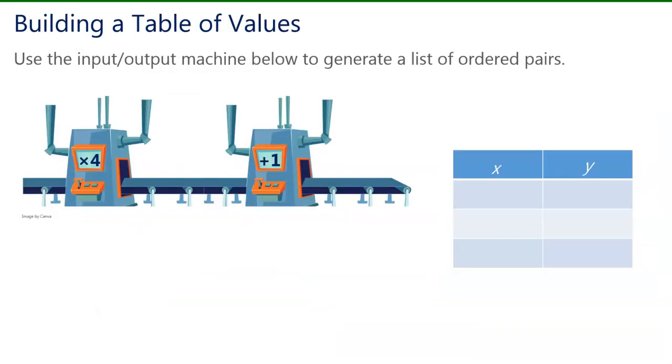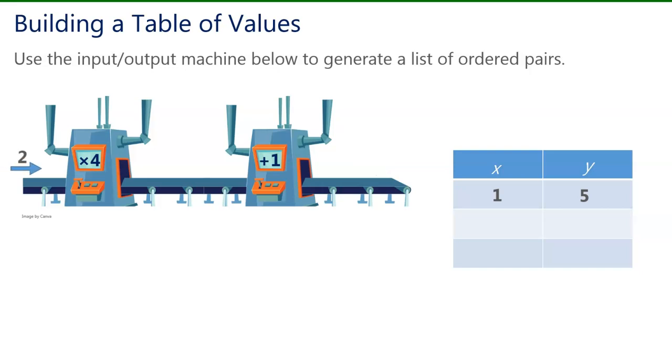Let's practice building a table of values. Use the input-output machine below to generate a list of ordered pairs X, Y. The input-output machine first involves quadrupling and then adding 1. So let's run through 1. 1 gets quadrupled, gives us 4, and then we add 1 to the 4 to get 5. Our ordered pair is 1, 5.